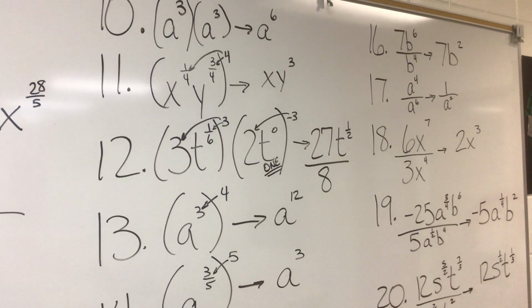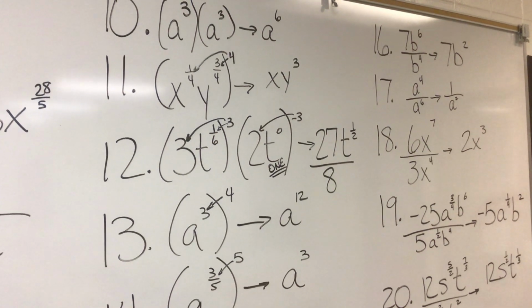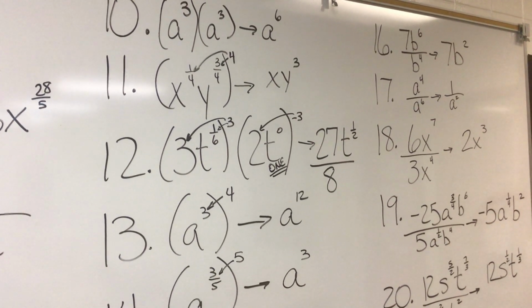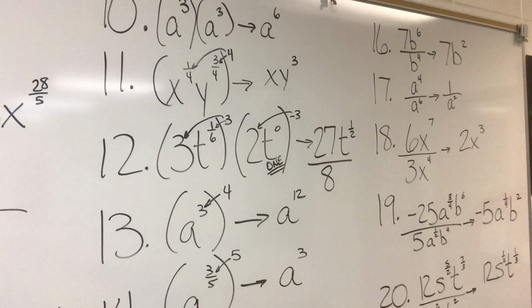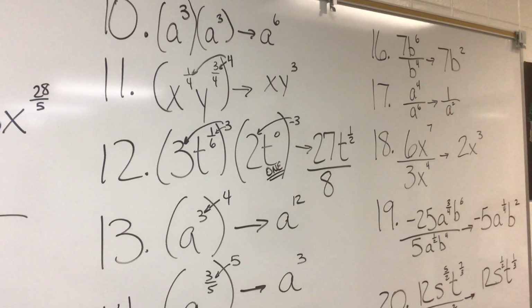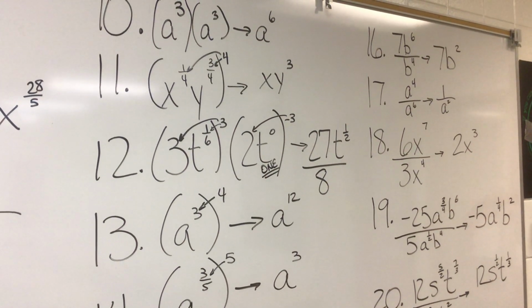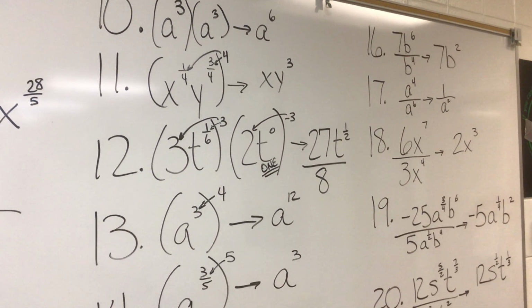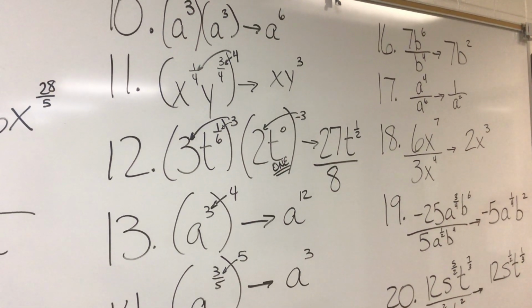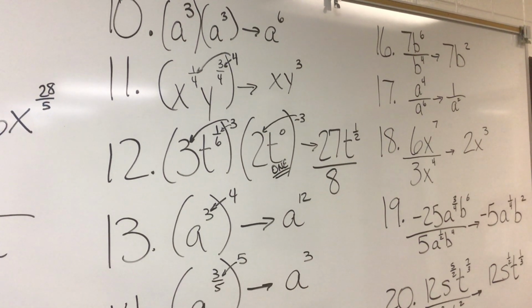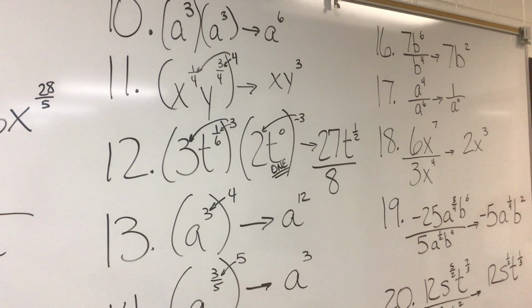Then we have t to the 1/6. So 1/6 times 3, power to a power, we multiply, would be 3/6, and we would have to reduce that to 1/2. So that's where we get t to the 1/2. Then t to the 0 is 1. That's why that second t there kind of goes away, because it's just 1.